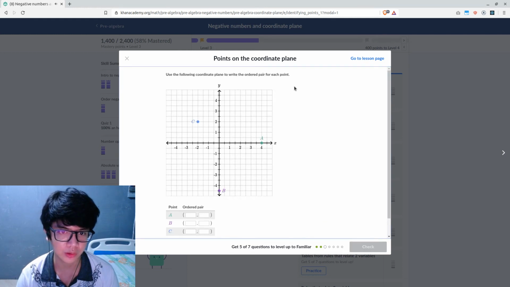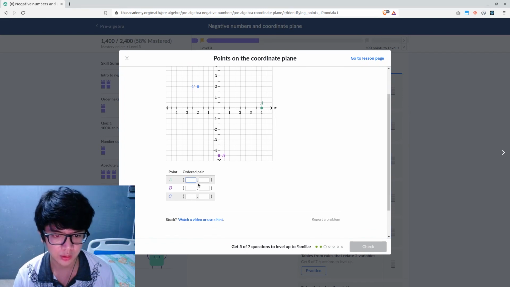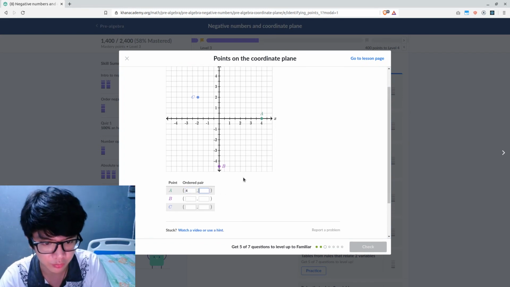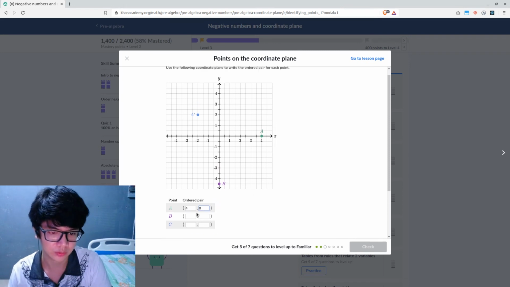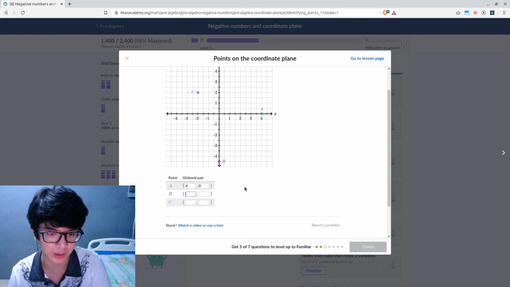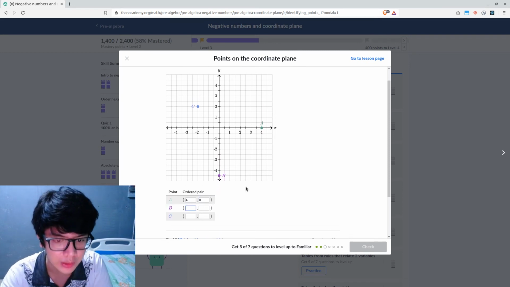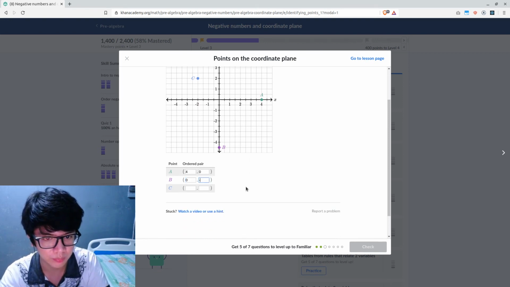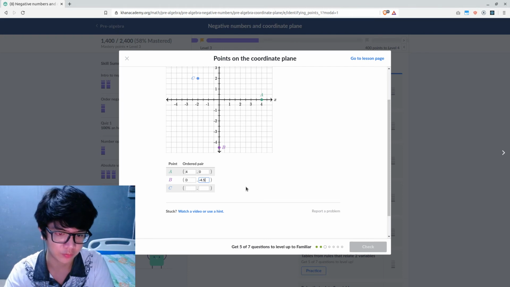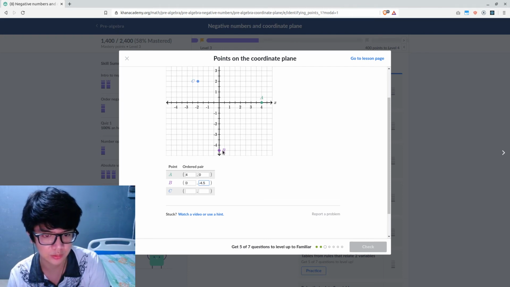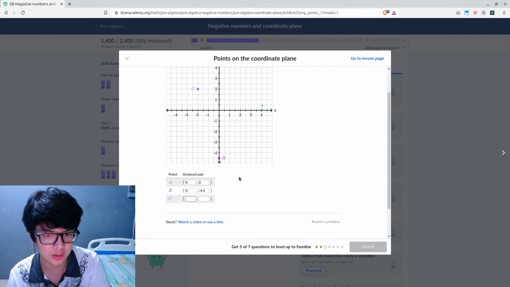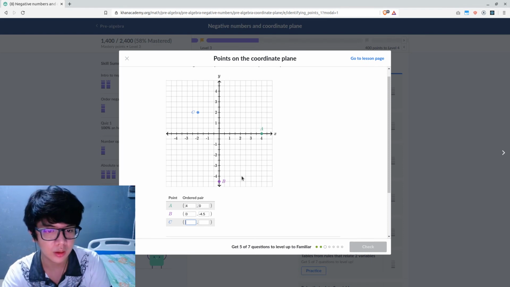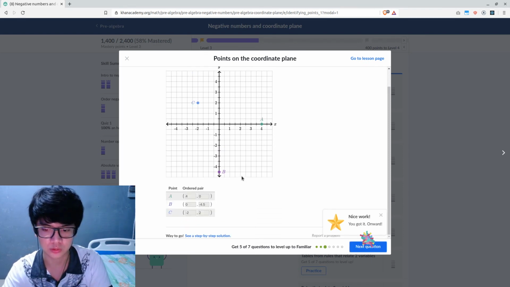Now use the following coordinate plane to write the ordered pair for each one. A is going to be 4, 0. B is 0, -4.5, I guess. And then C is going to be -2 and +2.